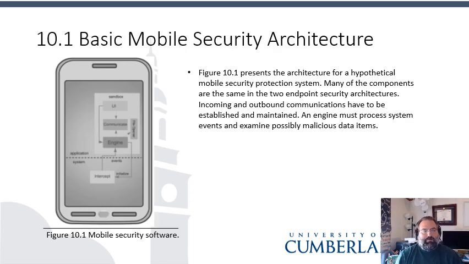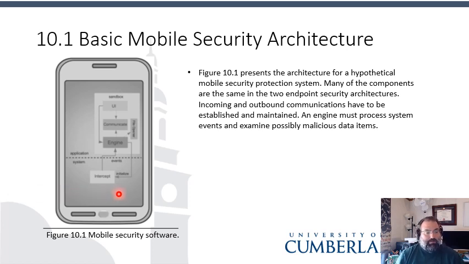Starting into section 10.1, basic mobile security architecture. Figure 10.1 presents the architecture of a hypothetical mobile security protection system. Many of the components are the same as the endpoint security architecture. Incoming and outbound communications have to be established and maintained, and an engine must process system events and examine possible malicious data.